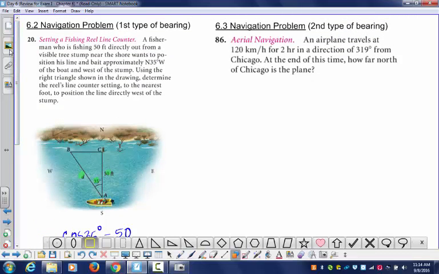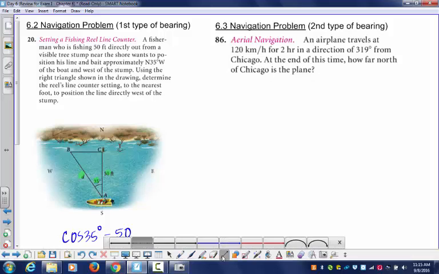Aerial navigation. Airplane travels at 120 kilometers per hour for 2 hours in a direction of 319 from Chicago. At the end of this flight, how far north of Chicago is the plane? We'll figure out both directions from the airport, but we'll at least answer that question. All right. So it travels in a direction of 319.